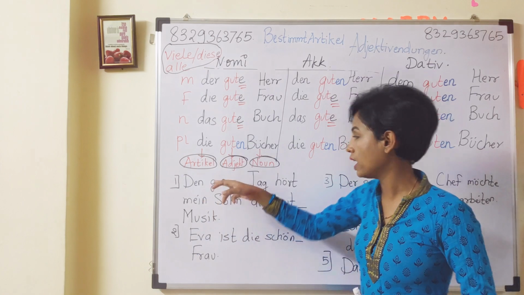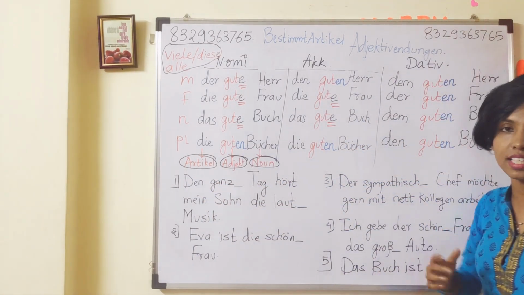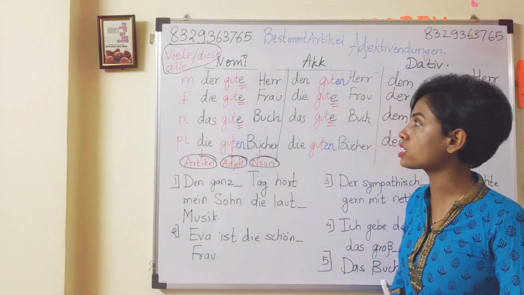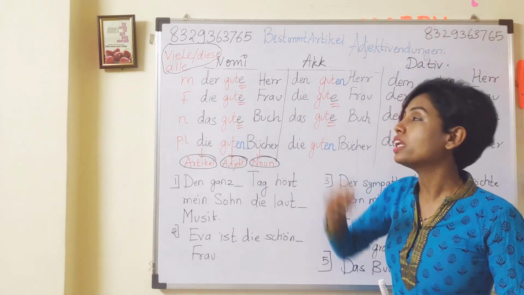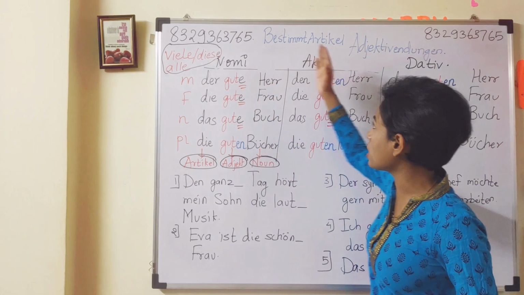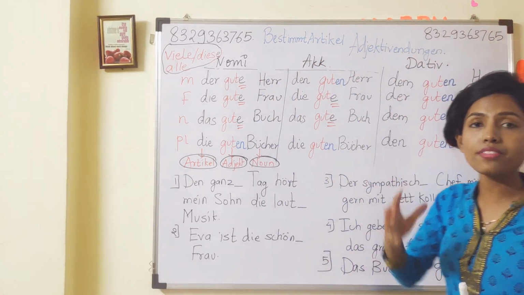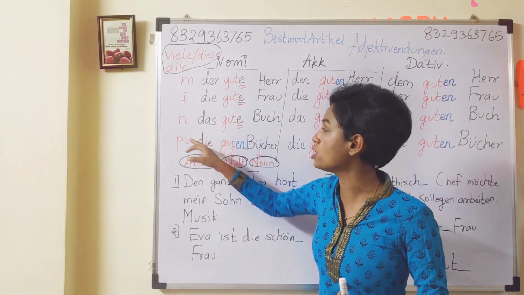Now, starting with the question. Your questions will be like this. These are your questions, 1, 2, 3, 4, 5. I have given you some examples of these questions. After reading the question, you will draw this chart below. While drawing it, how are we going to draw it? Nominative column, accusative column and dative column. After drawing these columns, then the rows: masculine, feminine, neutral, plural.